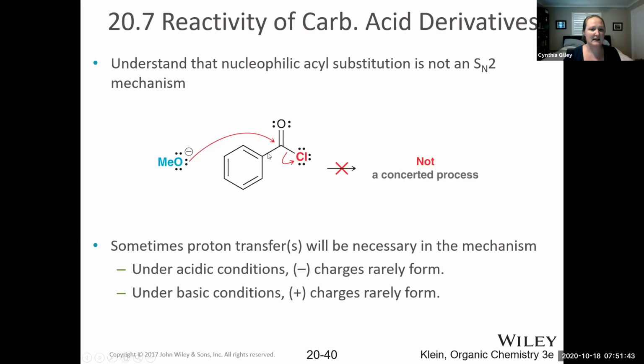Please understand that this mechanism is not an SN2 process, so we should not be drawing a mechanism consistent with an SN2 reaction, which is a concerted one-step reaction. We understand that the acyl substitution is at minimum a two-step process. Remember that when drawing mechanisms, it's important to think about the conditions employed, think about whether or not any proton transfers will be necessary, and just note that under acidic conditions, negative charges rarely form, and under basic conditions, positive charges rarely form.